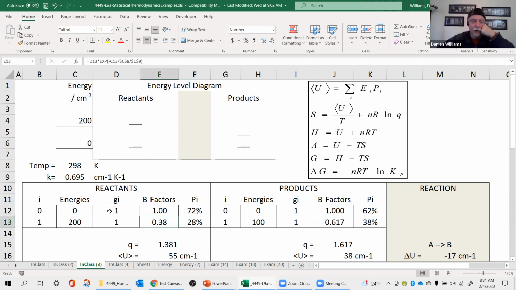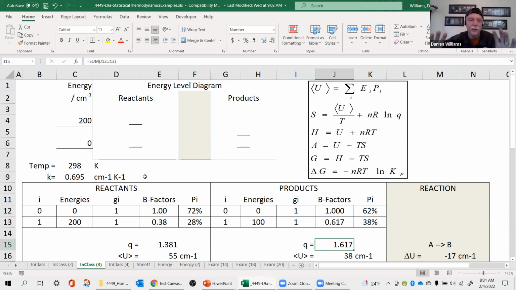So you look here, the Boltzmann factor for the excited state was 0.38 in the compressed state on the reactant side of things, and in the expanded state is 0.6. So it went from a 28% probability of being in the excited state to 38% probability. So we have a smaller Q here, and a larger Q here because we have more molecules in the excited state because it's more accessible at that temperature.